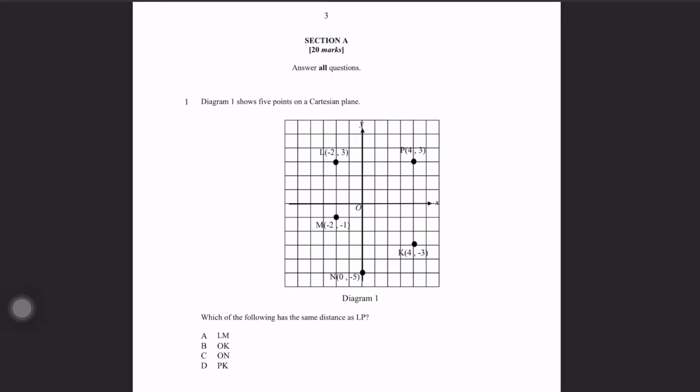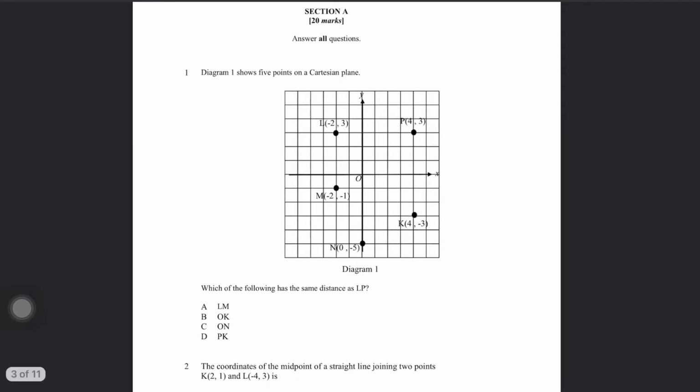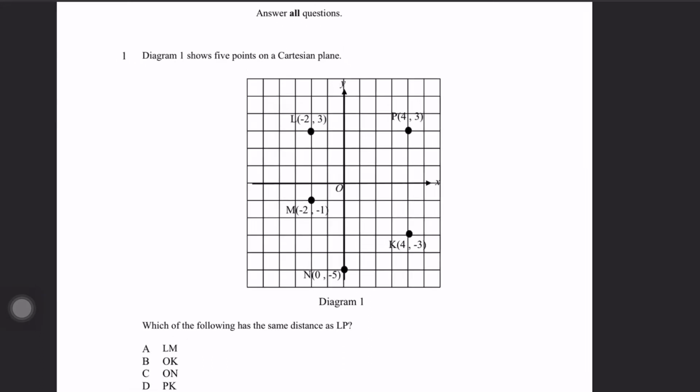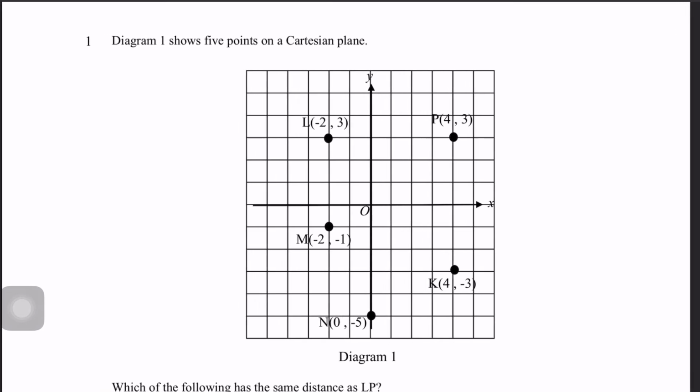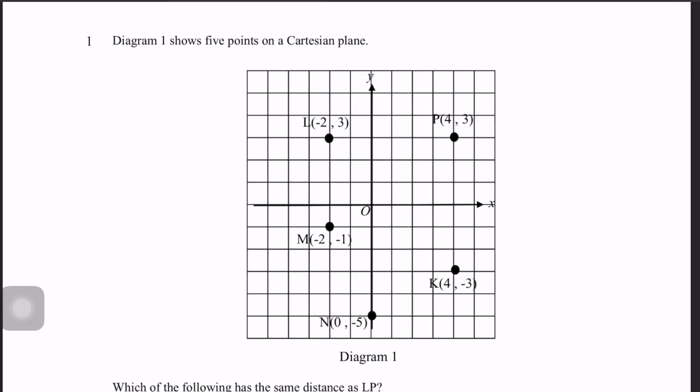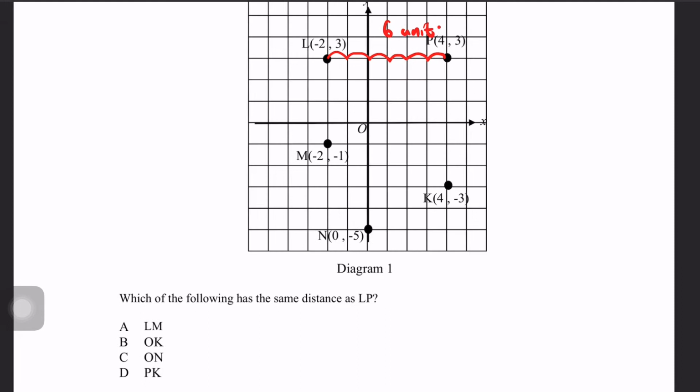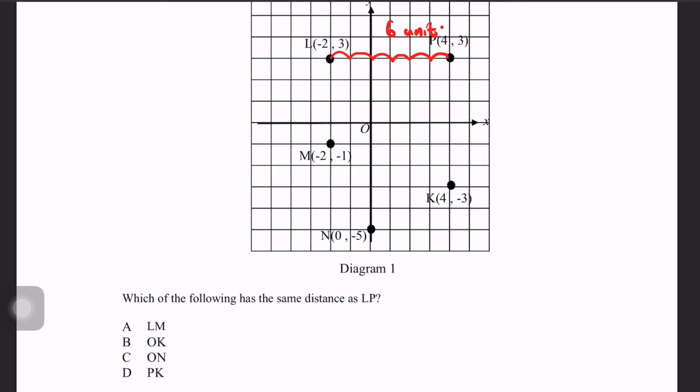Diagram 1 shows 5 points on a Cartesian plane. Which of the following has the same distance as LP? So we look over here, LP. These are 2 points on a Cartesian plane. Kita tengok dia lurus saja kan, so senang untuk kita kira. It's easy for us to count the distance. 1, 2, 3, 4, 5, 6. So we have 6 units. We need to find another pair of points that also has a distance of 6 units.